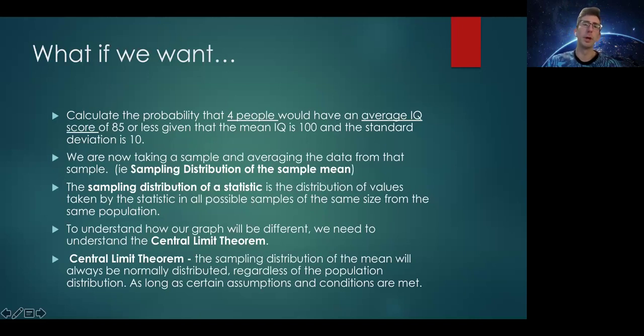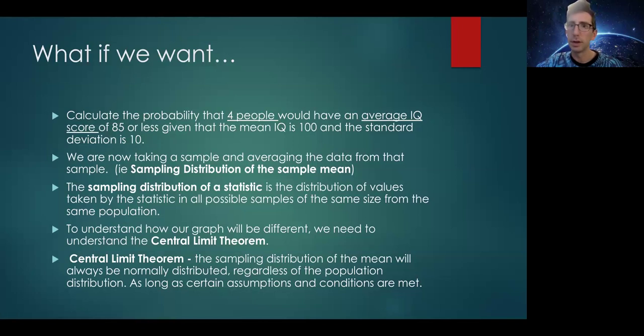But what if we want to calculate the probability that 4 people would have an average IQ score of 85 or less, given that it's normally distributed with a mean IQ score of 100 and a standard deviation of 10? So notice the difference here. Before, we were talking about one single person having one single IQ score of 85 or less. Now we want to know the probability that if you take 4 different people's IQ scores, add them all up, and divide by 4, the sample size, that average score would be 85 or less.